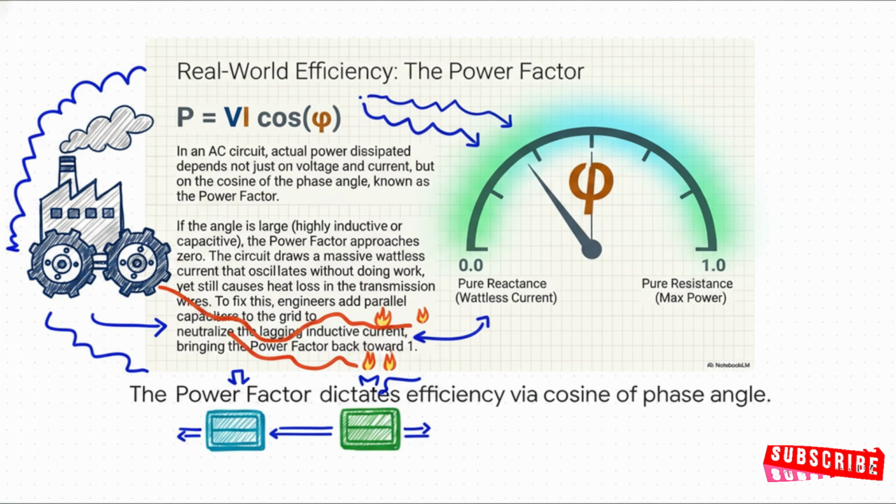If a grid has way too many inductive loads, like giant industrial factory motors, the phase angle gets large, drawing massive amounts of that wattless current we talked about. It does no work, but it still causes horrible heat loss in the transmission wires. To fix this, grid engineers have to constantly add parallel capacitors to neutralize that lagging inductive current, bringing the power factor back toward perfect efficiency.